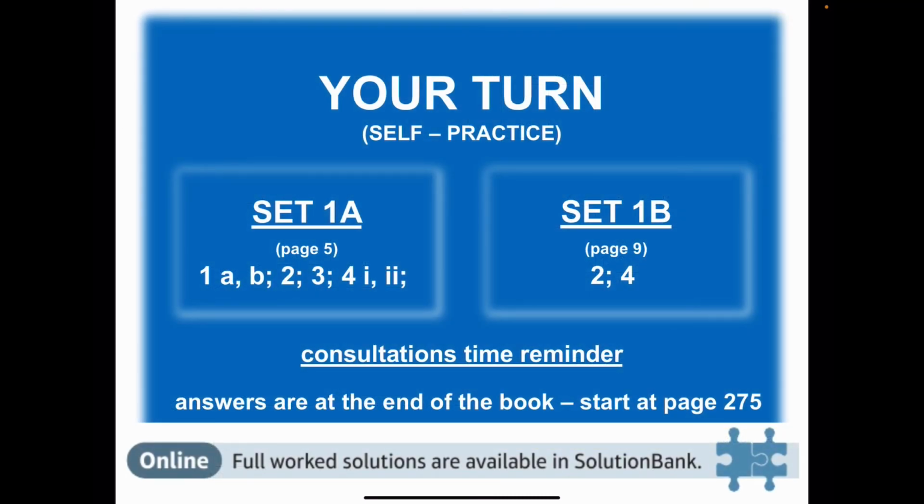So now it would be your turn and you should self-practice. In the book there are a couple of problems that we haven't done yet. One is on page 5, for the algorithms given in words. And on page 9, set 1b, are the algorithms given by flowchart. So please try now. You have the whole weekend to do that.